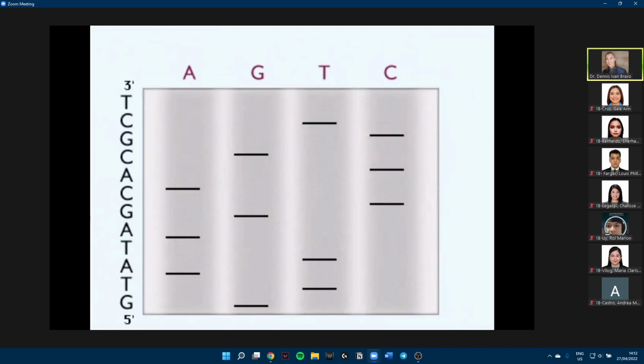Your examination will be something like this. I would provide the result and you are going to give the sequence. So let's have a bit of practice. So the question is now, what is the sequence of the template? Anyone? What rule do we follow? How do we figure out the sequence of the template strand? Anyone from section B?